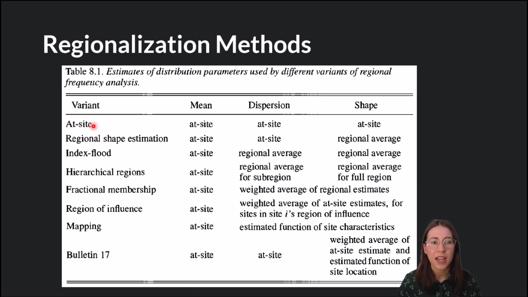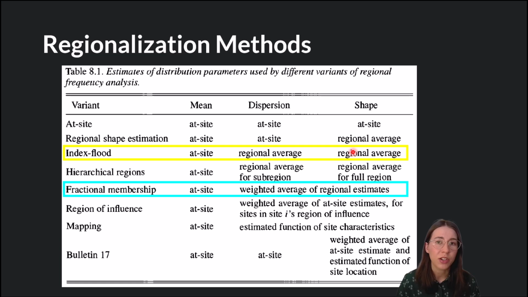The first one to look at is at site. This is probably something you've done before, where you take a single gauge, estimate the mean, dispersion, and shape just from the data at that single site. The next method to look at is called index flood. This method uses the at-site mean, but it estimates the dispersion and the shape parameters using a regional average.